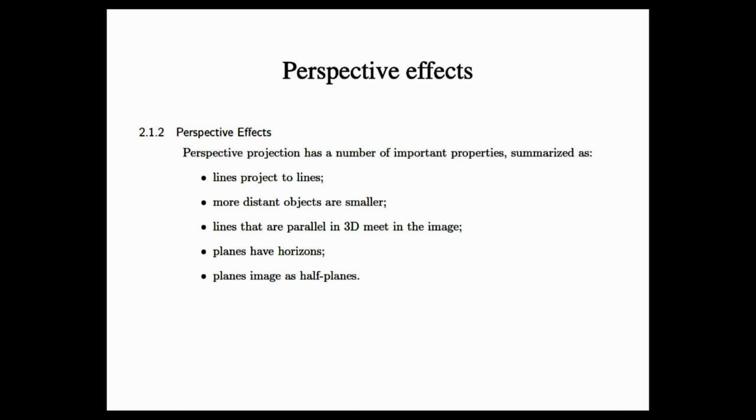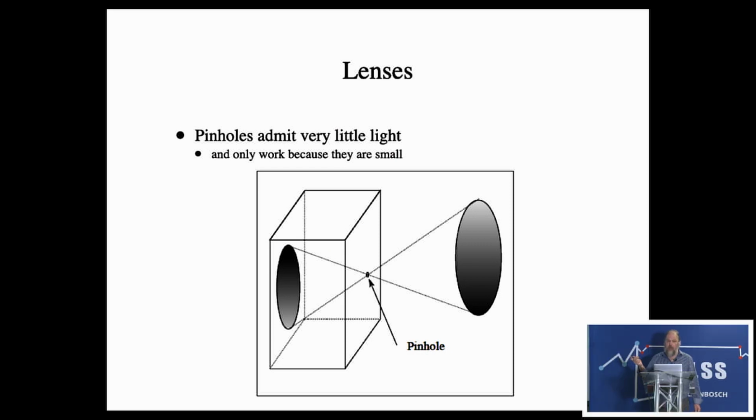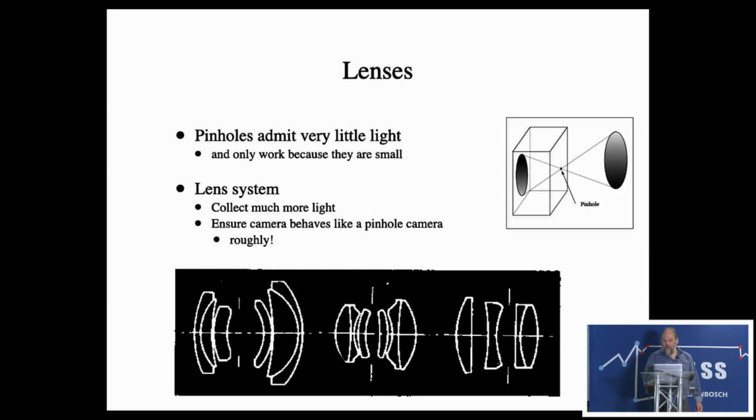There are details in the notes. I'm going to skip doing the details here. Pinholes emit very little light and only work because they're small. If you want more light, you get defocus. So you got to stick a lens in front. Lenses make things brighter because they collect more light.